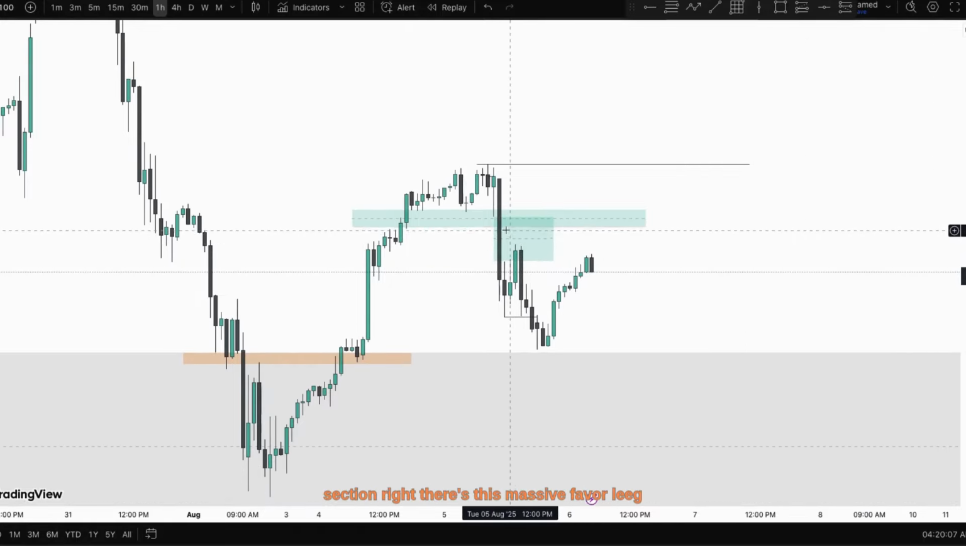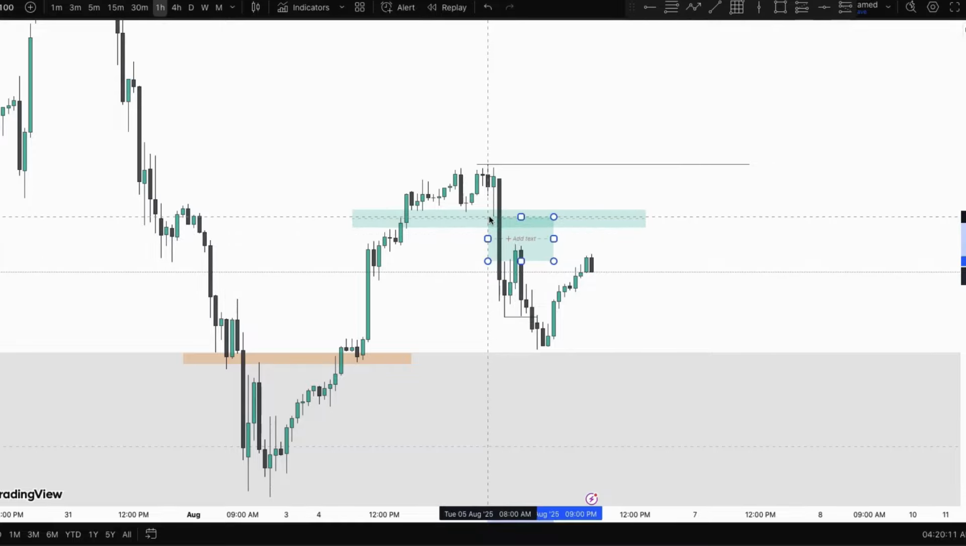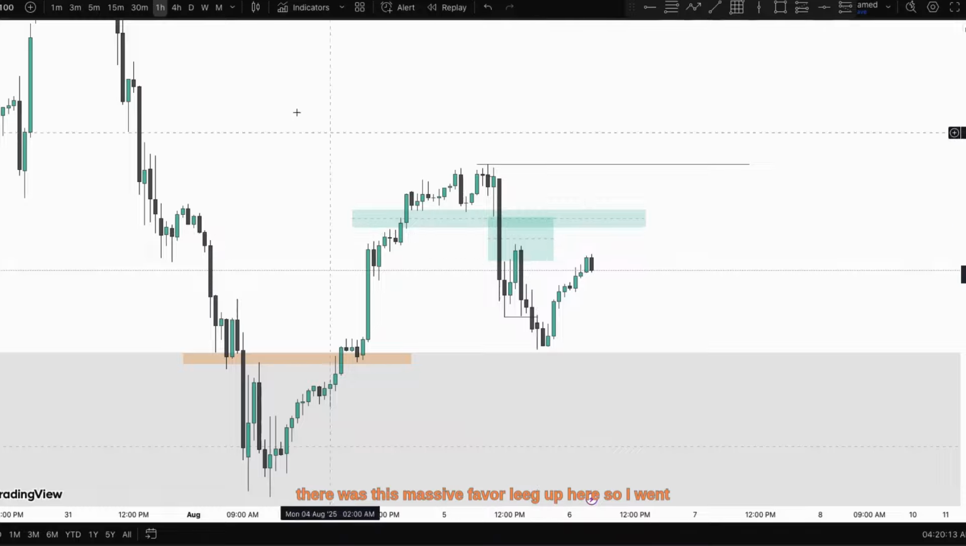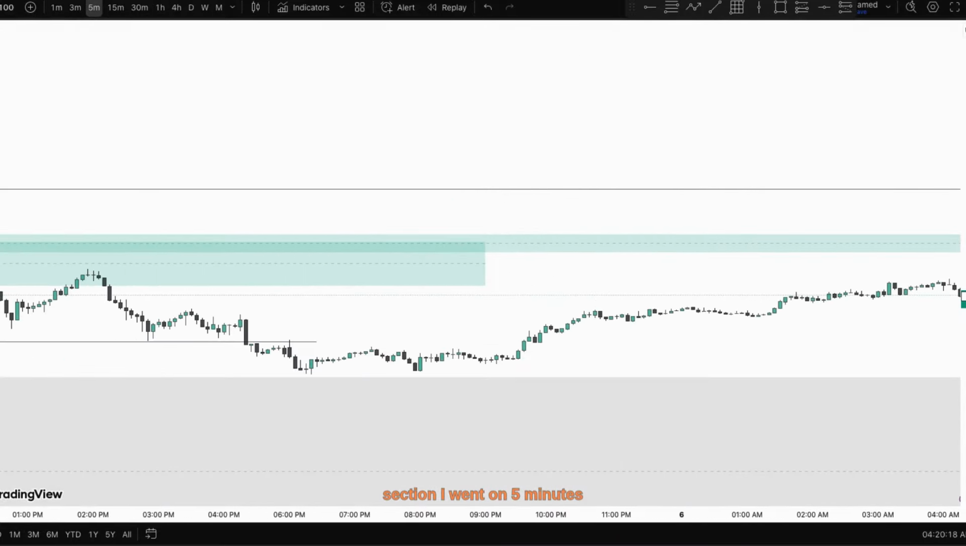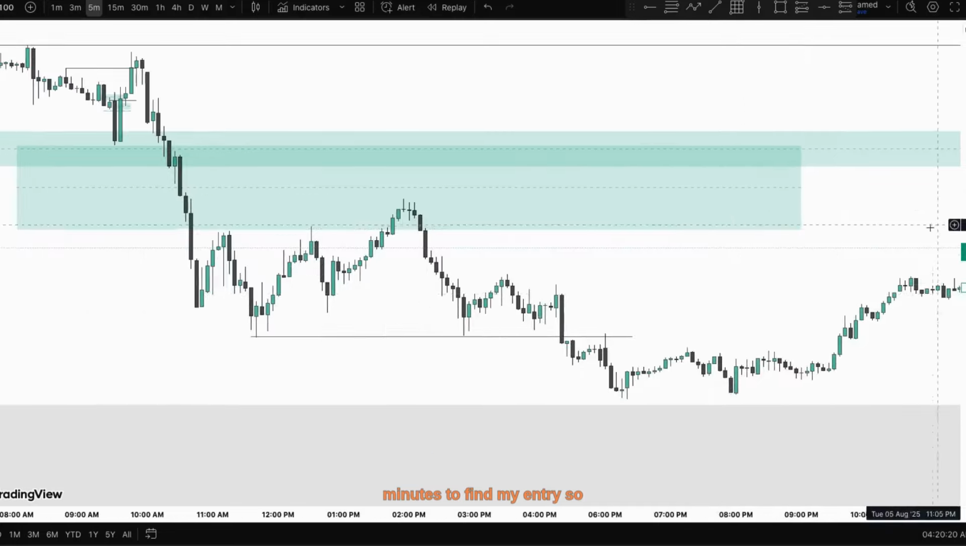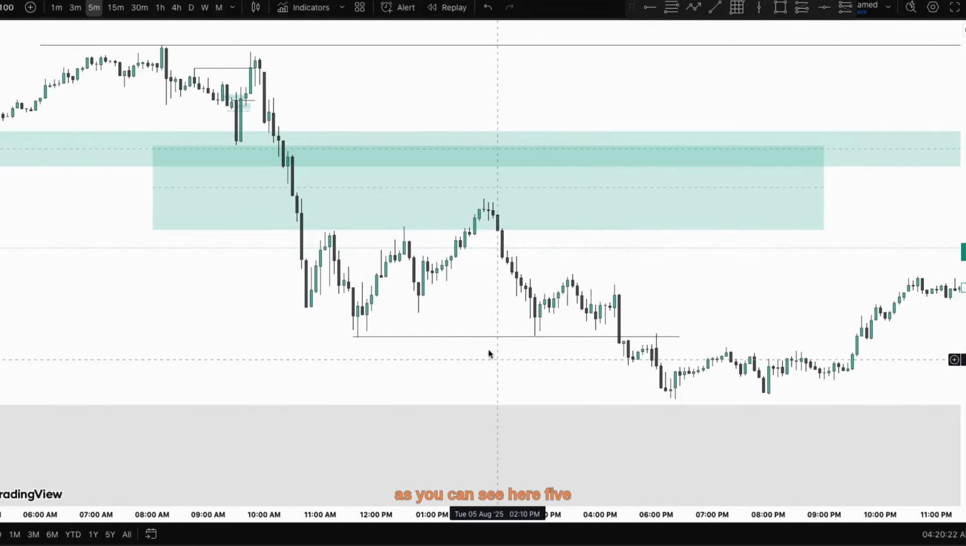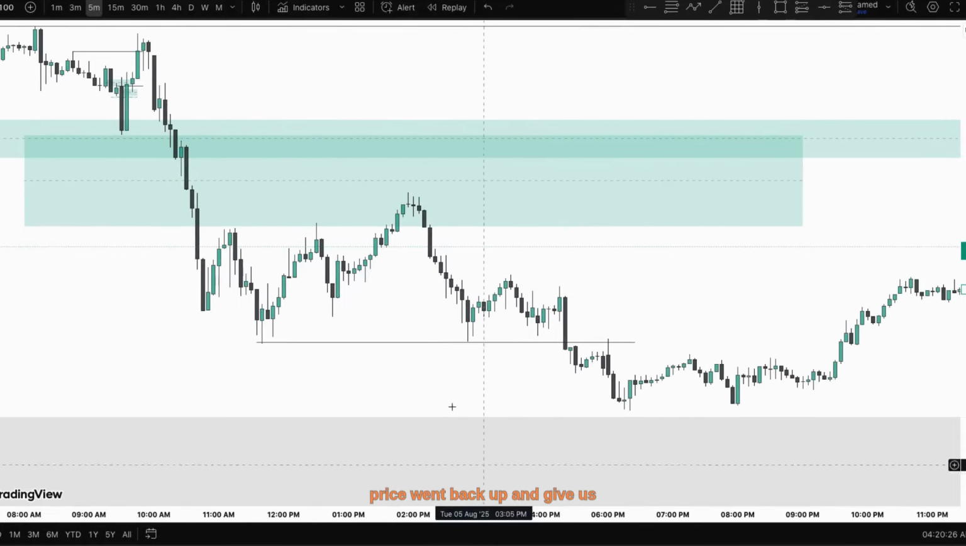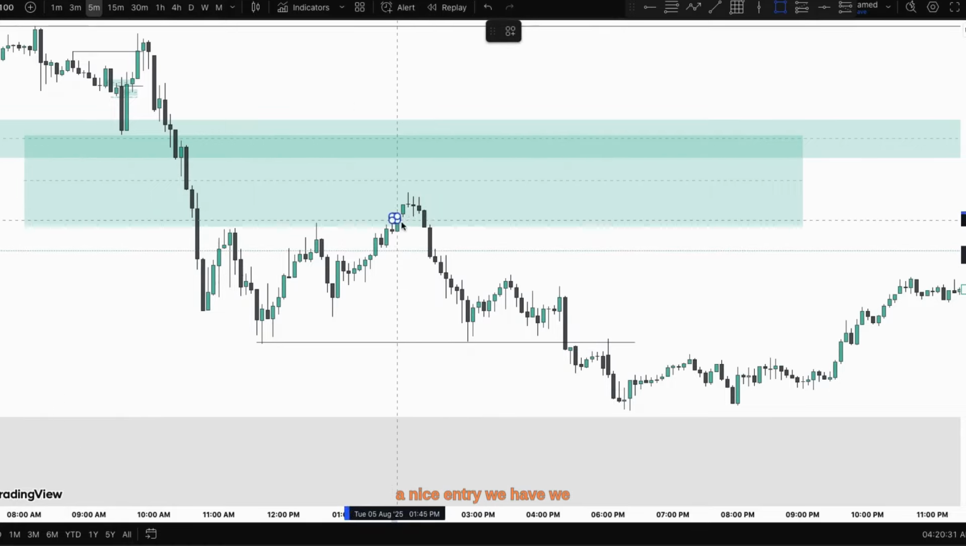There's this massive fair value gap here. So I went on 5 minutes during PM session. I went on 5 minutes to find my entry. So as you can see here, on 5 minutes, we went back up here. Price went back up and gave us a nice entry.